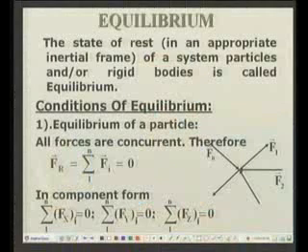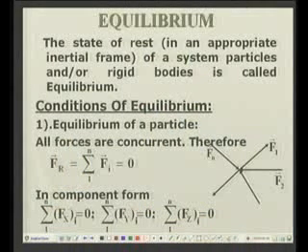What are the conditions which ensure this state of equilibrium? We will go in a very systematic manner. First of all, we will consider the equilibrium of a single particle. By definition, a particle is a zero-dimensional body, that is, it has no length, breadth, thickness, or diameter. So, geometrically it is a single point.